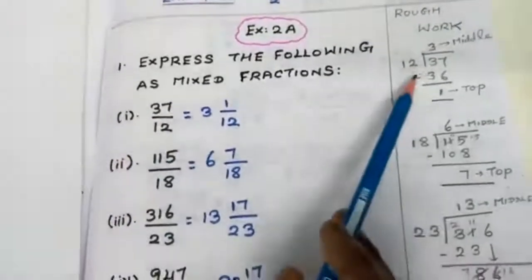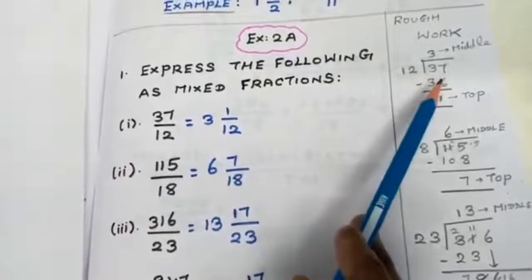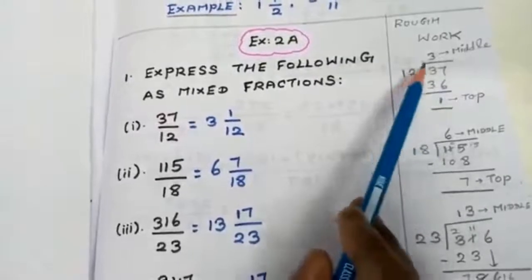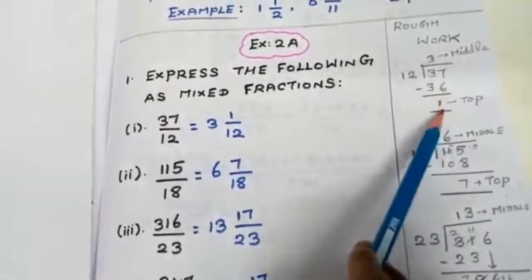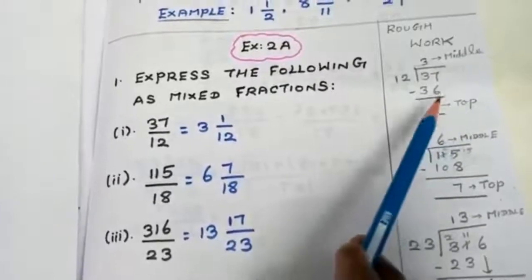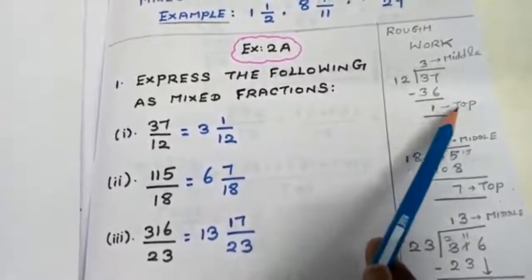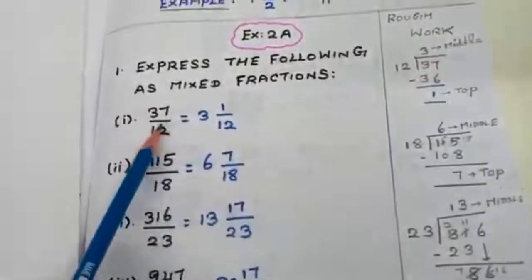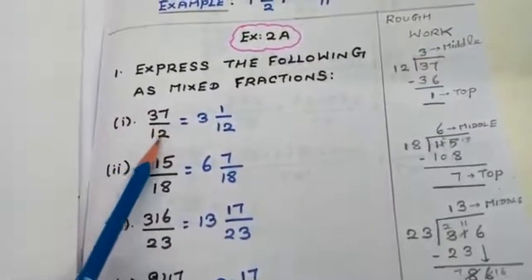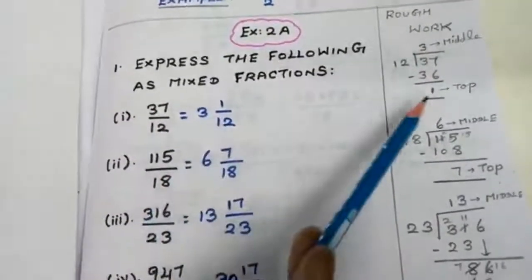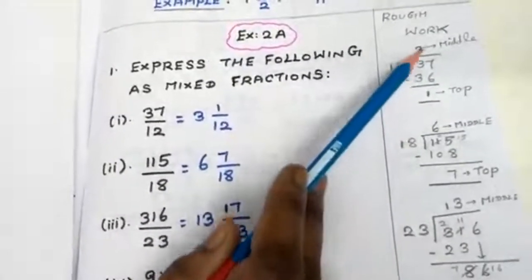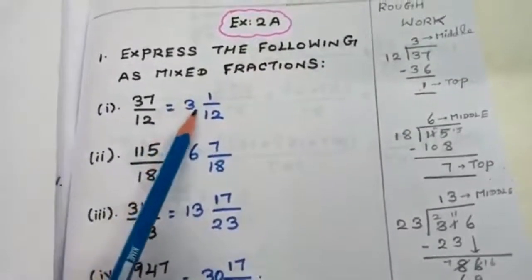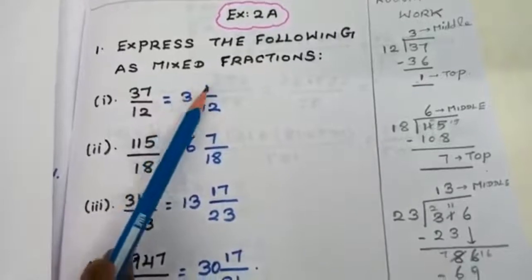37 by 12, you are going to do it by the normal division method, students. 12 into 37: 12 3s are 36. The remainder you will get is 1. The remainder value I am going to write at the top, the quotient in the middle, and the denominator 12 written as it is. So 3 will be in the middle and remainder 1 at the top. This is the way of writing a mixed fraction, that is 3 1 by 12.